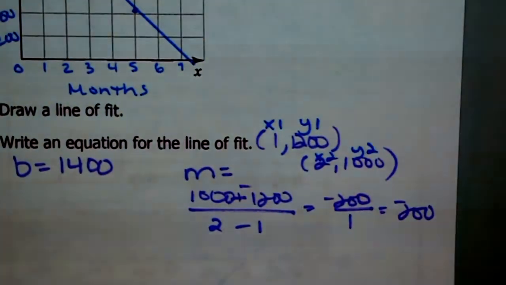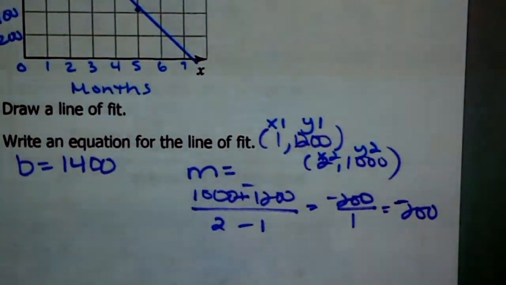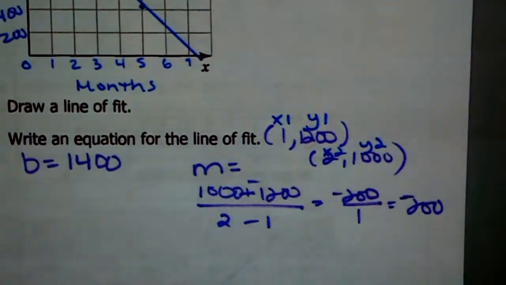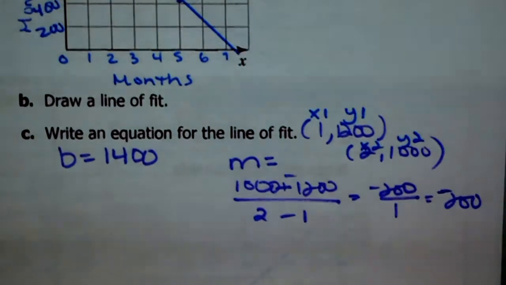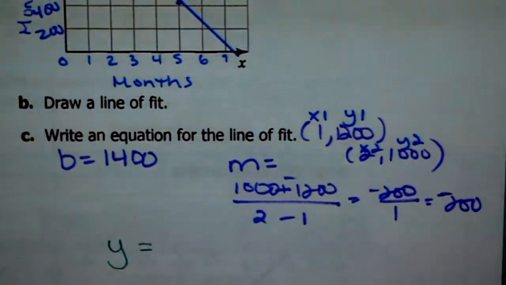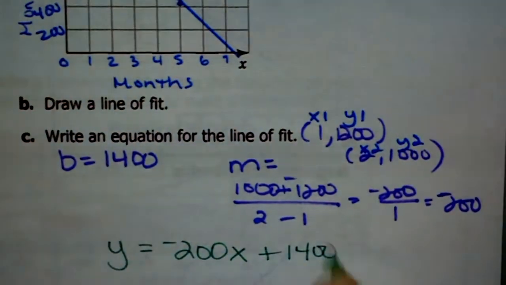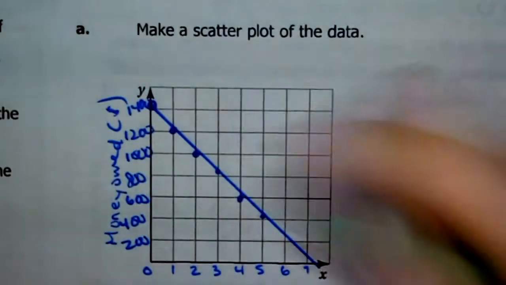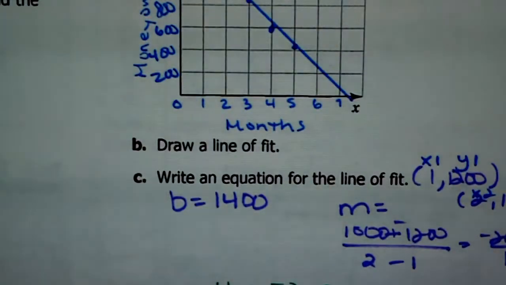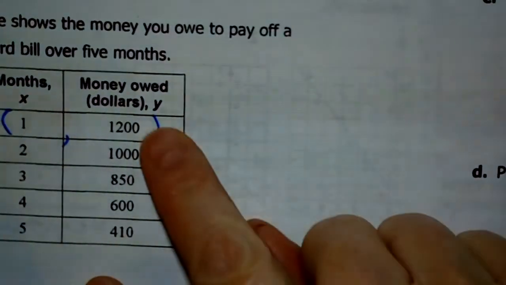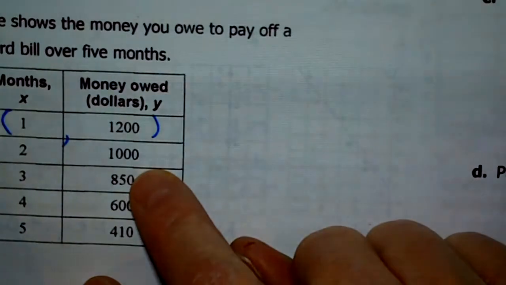It makes sense that it's negative 200 because aren't the values going down in this? And if you have a line that's decreasing, that means negative slope. So now we know our m and we know our b. So an equation for the line of fit would be y equals negative 200x plus 1400. So that would mean that this starts at 1400 and every month we're going down by about 200. And if you look at your data table here, from here to here it's down by about 200. From 1000 to 850 it's not exactly, but it's close.